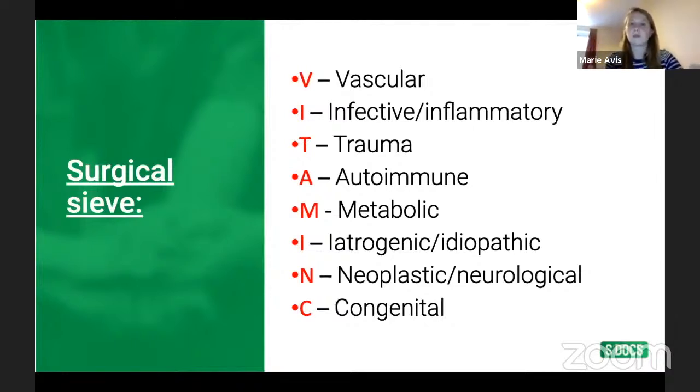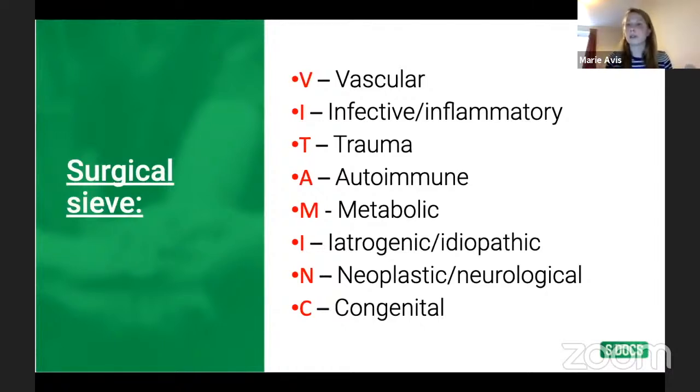So if I give you an example for this, say someone comes in with a headache, you can work through this and really think, okay, what could be a vascular cause for that headache? And you can think maybe, okay, maybe a stroke, ischemic or hemorrhagic. You can go, infective, maybe meningitis or encephalitis.